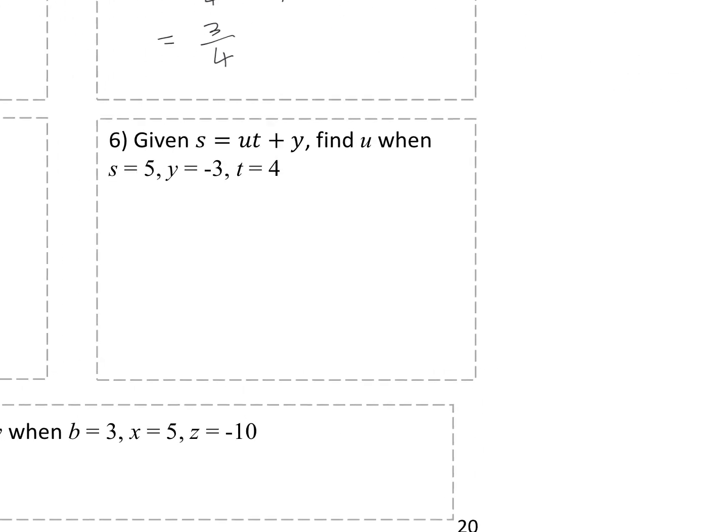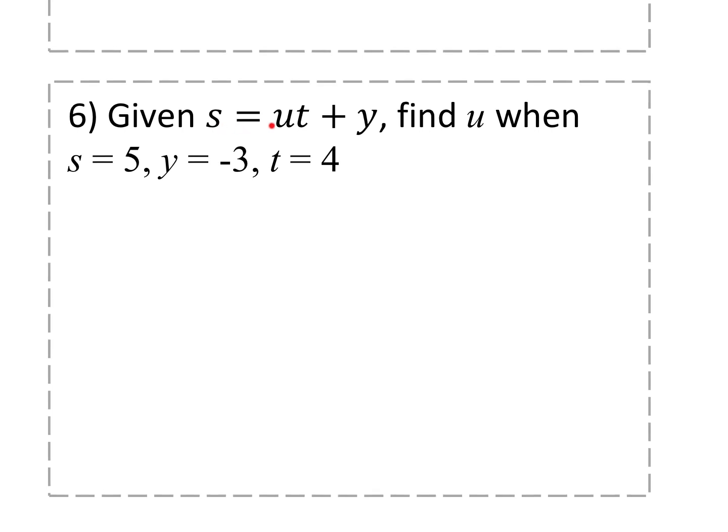Let's see how number 6 works. S equals ut plus y. We've got to find u when s is 5, y is -3, and t is 4. So we replace the letters in the formula with the numbers. So s is 5, u we don't know, t is 4, and y is minus 3. Let's just tidy that up. We've got u times 4, or simply 4u, and we're adding negative 3, which means we take off 3.